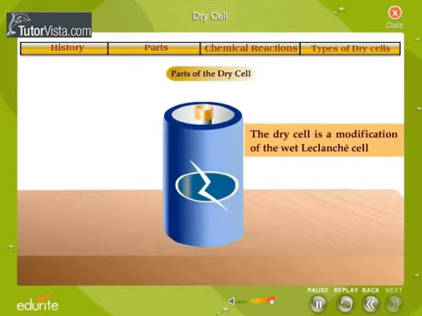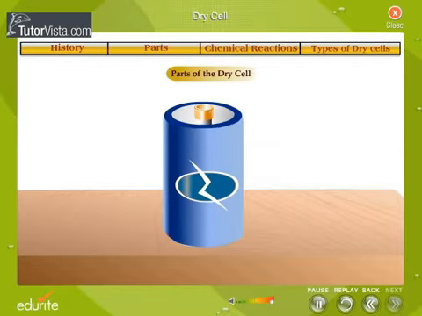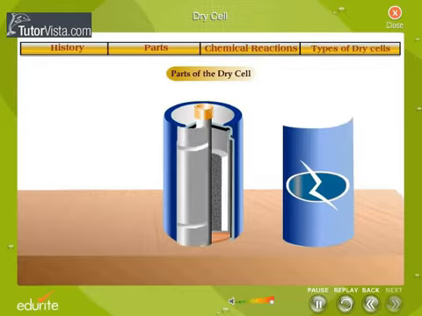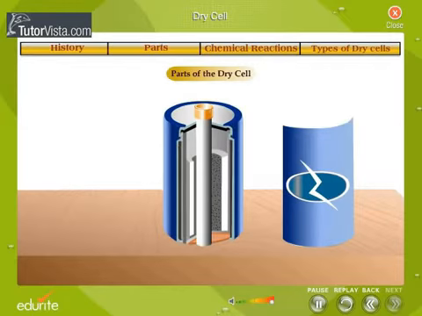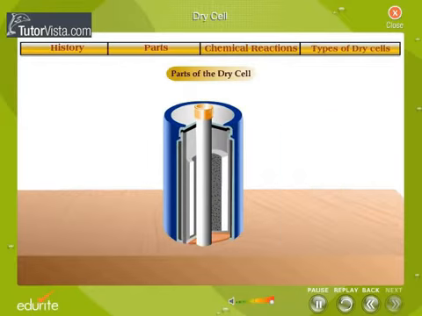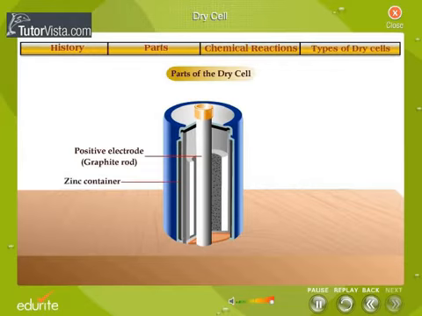The dry cell is a modification of the wet Leclanche cell. The parts of a dry cell may be understood by observing the vertically cut section of the cell. The anode is a graphite rod. Graphite is a form of carbon. The zinc container is the cathode. The electrolyte is a moist, jelly-like paste of ammonium chloride and starch enclosed in the metal cylinder as shown here.